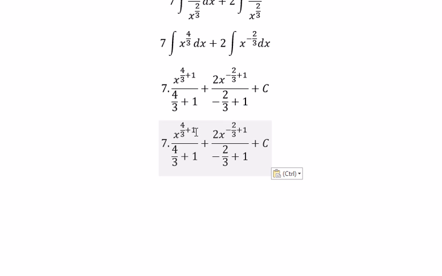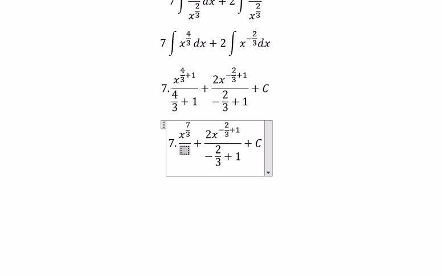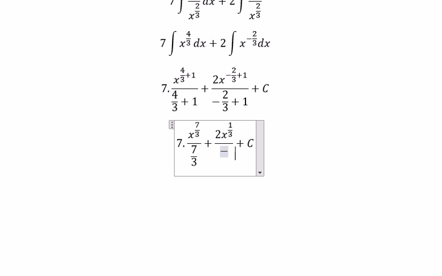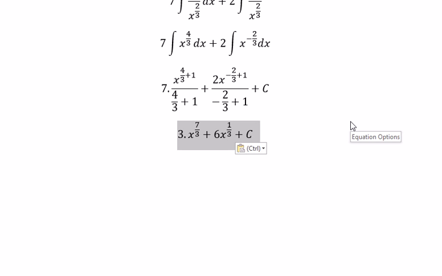And you got 7 over 3. This one you got 7 over 3. This one you got 1 over 3. We have 7 that will cancel, so you got number 3 in here. This one you got 1 over 3, and number 2 you got number 6. And this is the final answer.